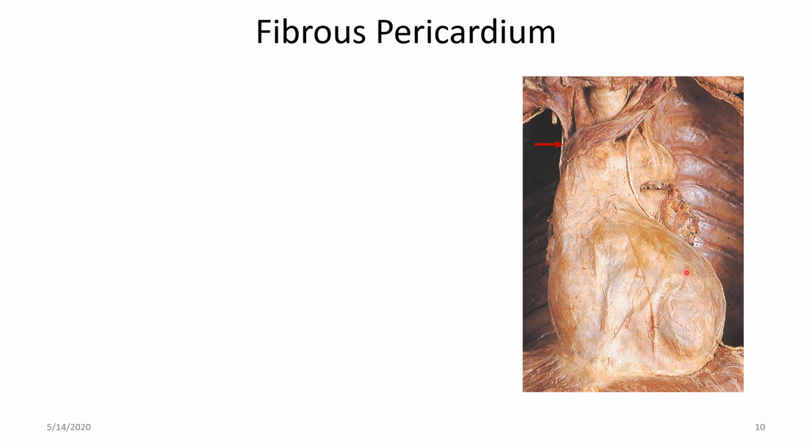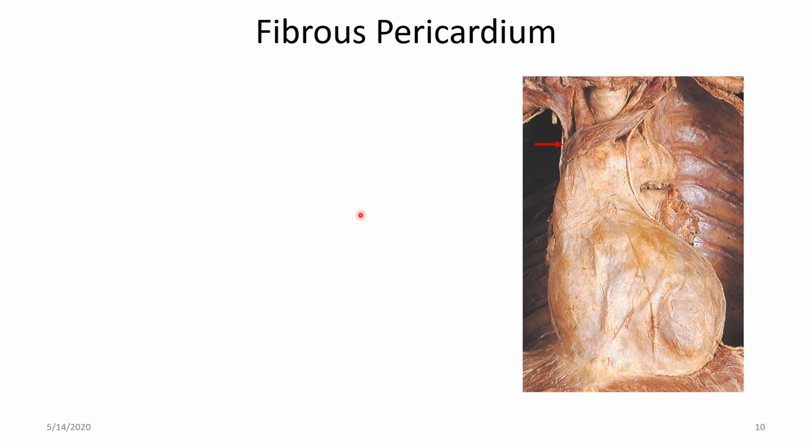And coming to this picture, you can see the heart enclosed in the fibrous pericardium, and see its shape and see its continuity with the central tendon of diaphragm below, and you can observe the roots of great vessels. So this is the arch of aorta covered with the fibrous pericardium.